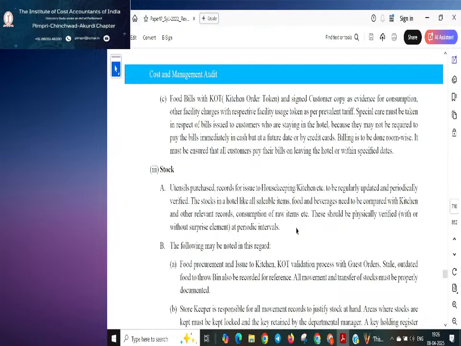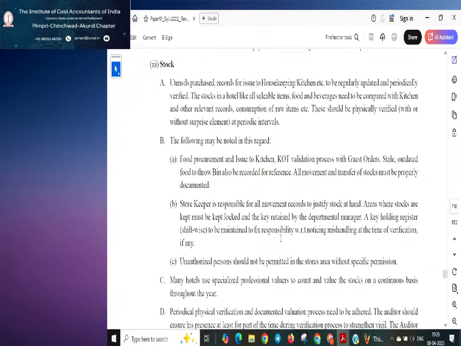The following may be noted in this regard. Food procurement and issue to kitchen, that is the KOT, kitchen order token, validation process with the guest orders. Stale, outdated food thrown in the bin should also be recorded for reference. This has been very well explained by Rakesh, that methods of leftover food, how they are being disposed of, are also very important, because stale and outdated food causes food poisoning. So you should be very careful when you have restaurants or bars attached to the hotels, because you are serving humans, you are dealing with humans.